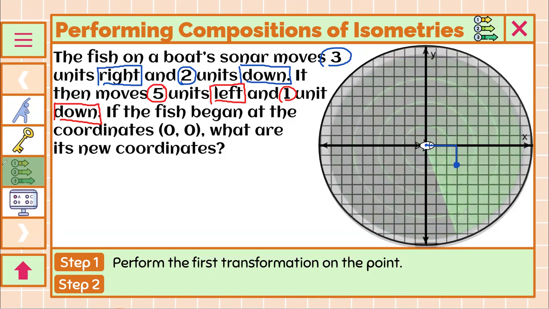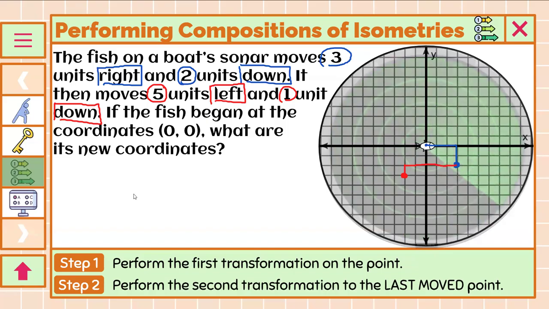That was the first part of the composition. We now have the second part. It then said it moves 5 units left and 1 unit down. So 5 units left. 1, 2, 3, 4, 5. And then 1 unit down. 1. This is the final point of my composition of isometries, which was step 2, doing the second transformation. And this is huge. I did not start back at the beginning. I continued from my last moved point. We go in order, and we're always going from the last point we started with to do the next transformation.